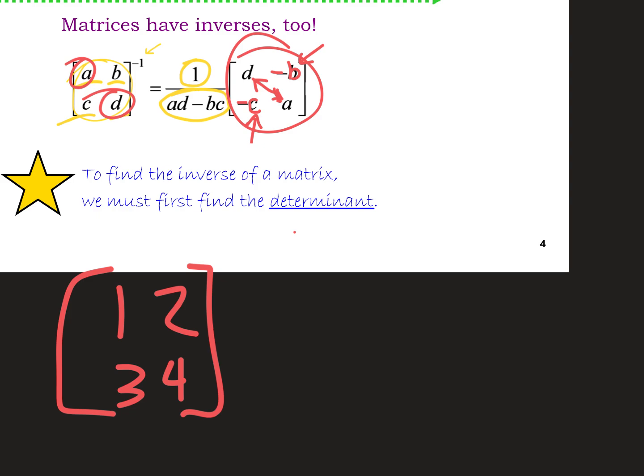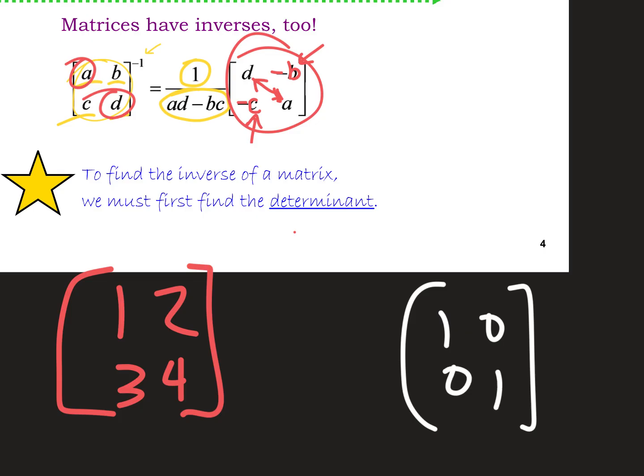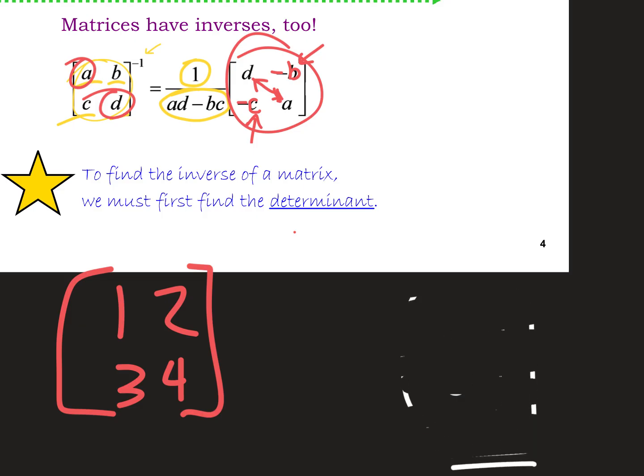The answer is not 1, 0, 0, 1. Remember, that is not an inverse. That's what you get when you multiply 2 inverses together. It comes out to this, which is like 1. All right, so we're trying to find the inverse of 1, 2, 3, 4. So the first thing you do is, if you're really good at just following directions, you can just do this.